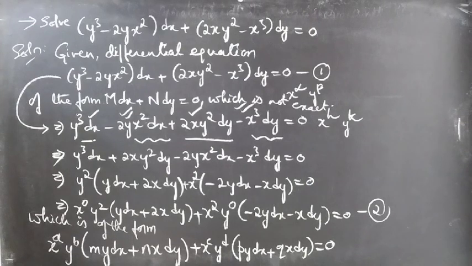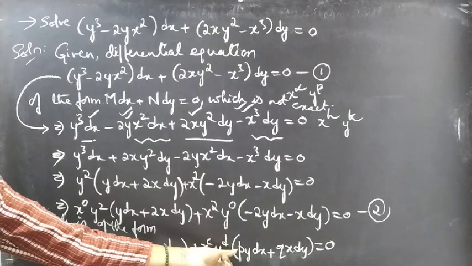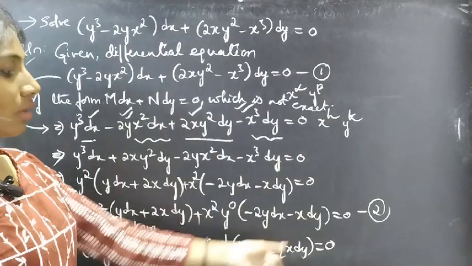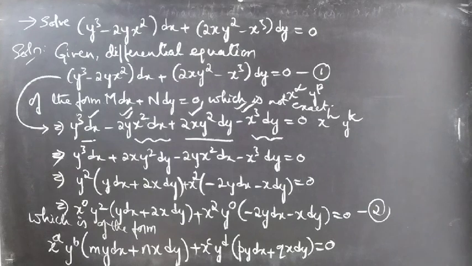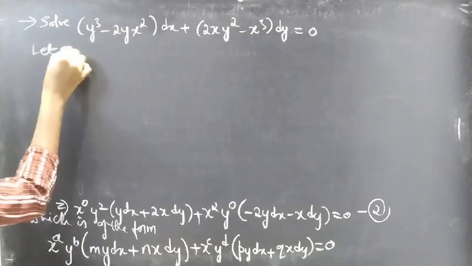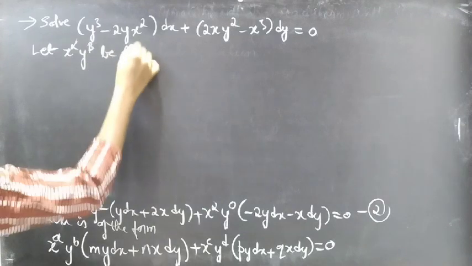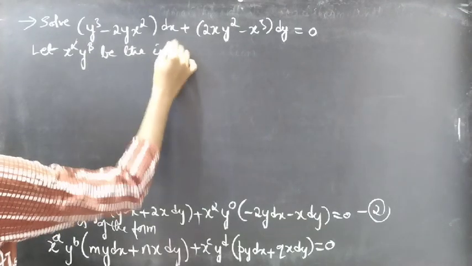Now, since the given equation can be written in x power a y power b of (my dx plus nx dy) plus x power c y power d of (py dx plus qx dy) equal to 0 form, so here x power alpha y power beta will be the integrating factor. Let x power alpha y power beta be the integrating factor.